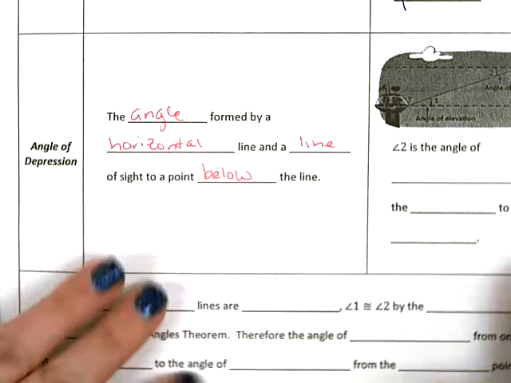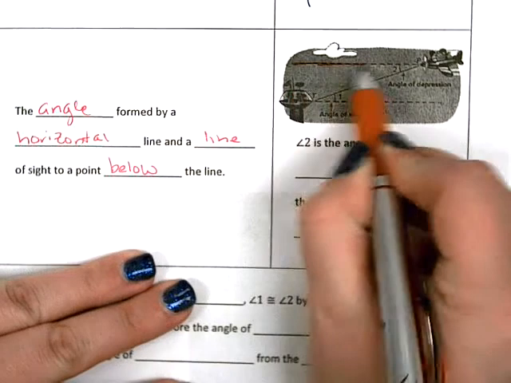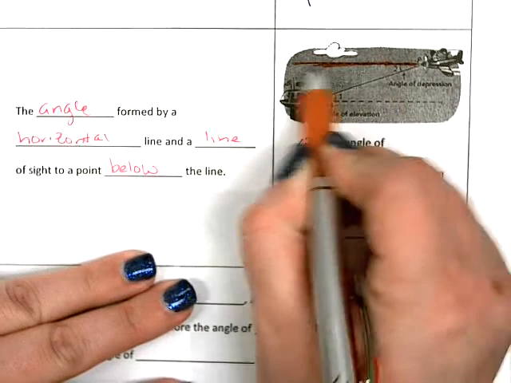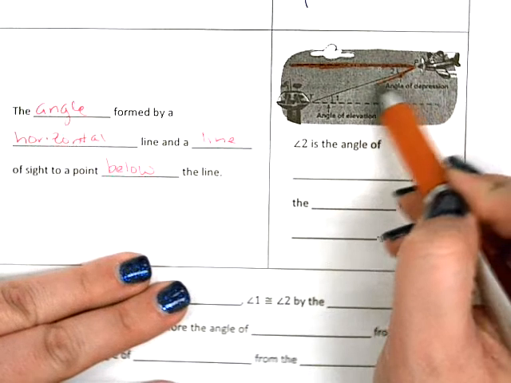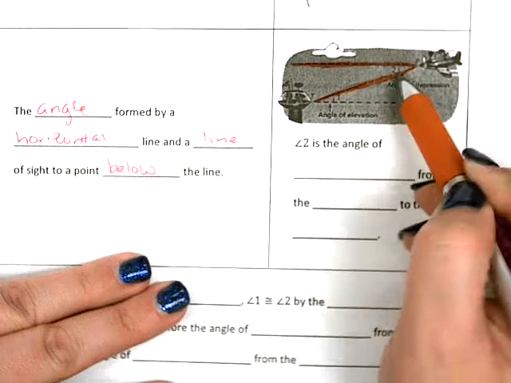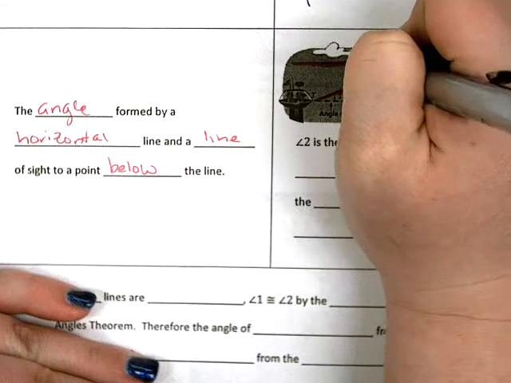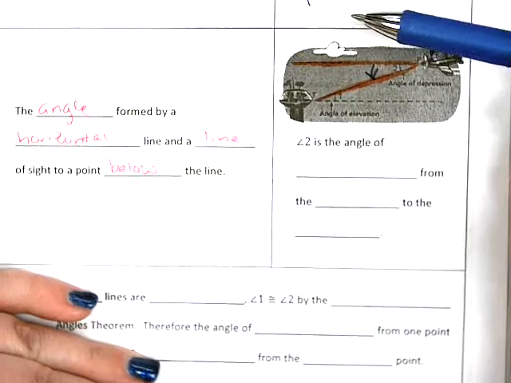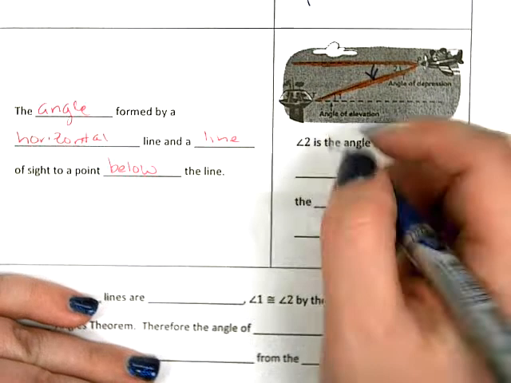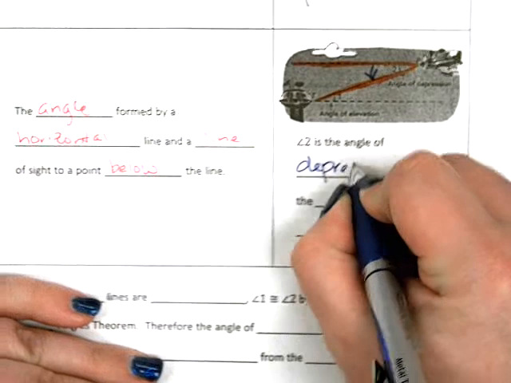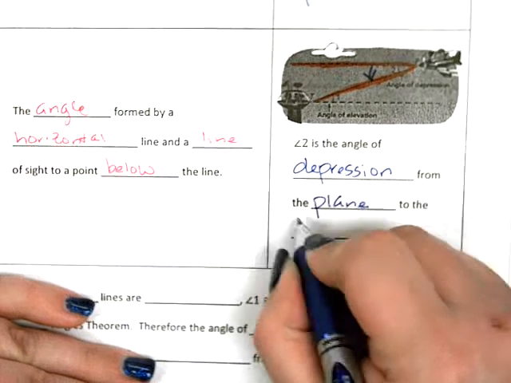Taking a look at this same picture, but now from a different aspect, we're talking about being up in the plane. So the plane is flying this course, that's horizontal here. Now the people in the plane are looking down to the tower, which means that angle that's formed there is an angle of depression, because we're going down from the plane to the tower. Angle 2 then is the angle of depression from the plane to the tower.